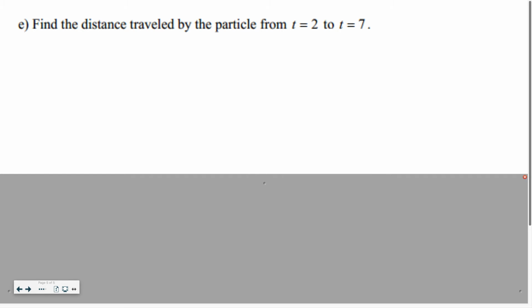How's that? Find the distance traveled from 2 to 7. So in your notes, distance from 2 to 7.